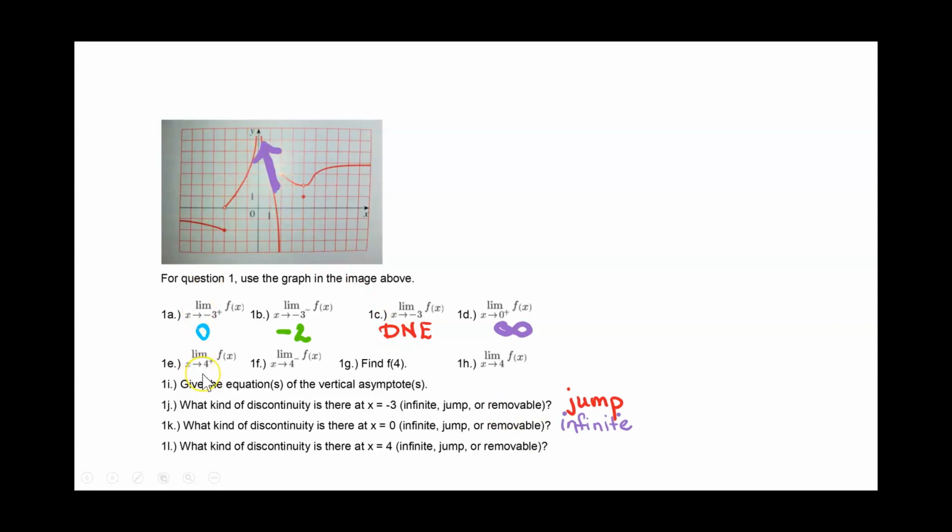Alright, then the next one we want to identify is 4. So if we look at a positive 4, and we approach that from the right-hand side, we're going to be on this piece of the graph right up here. And approaching from the left-hand side, we're going to be on this piece of the graph right here. So from the left and from the right, it's converging on the same value. It's converging on a y value of 2.